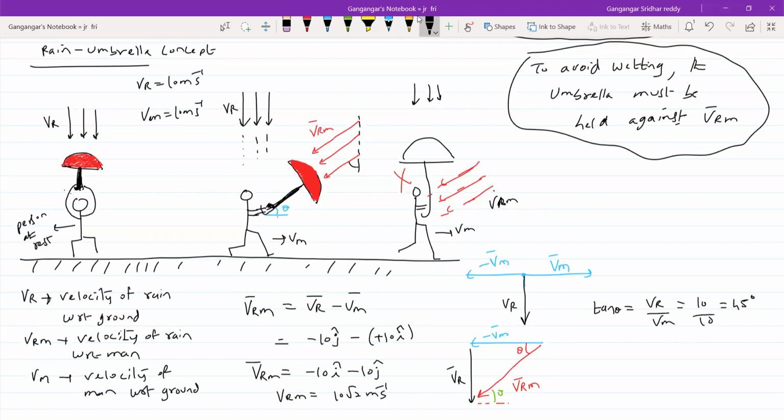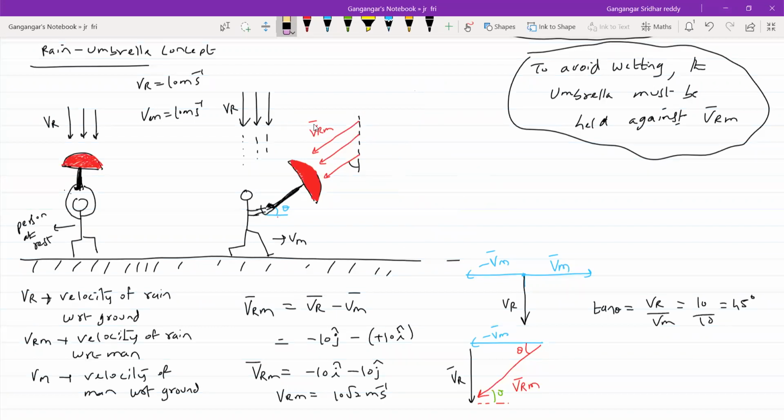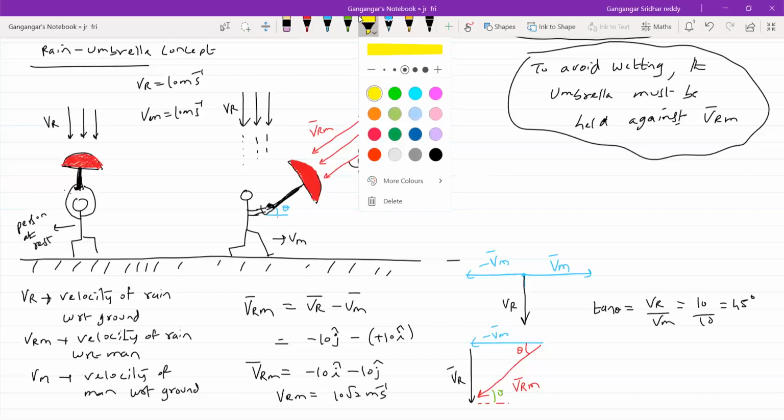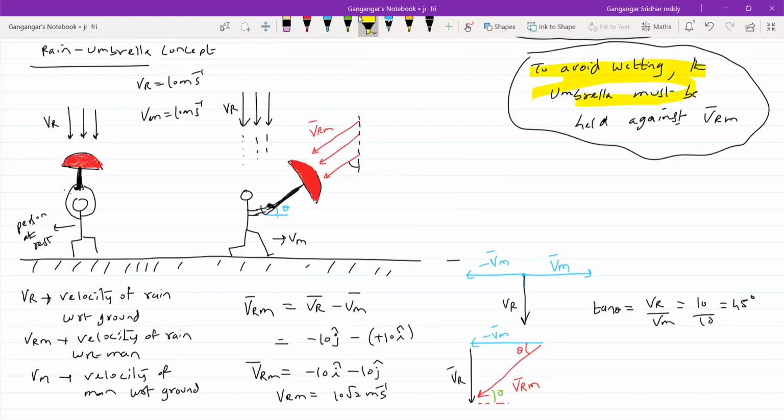Is it okay? Some books didn't discuss this because they say, why do you hold an umbrella? To avoid wetting, no? So discussing this particular thing would be a stupid thing, according to science. That's why the books totally avoid it. It's of no use, so I'll just take it out. So there's again the condition: to avoid wetting, the umbrella must be held against the Vrm bar.